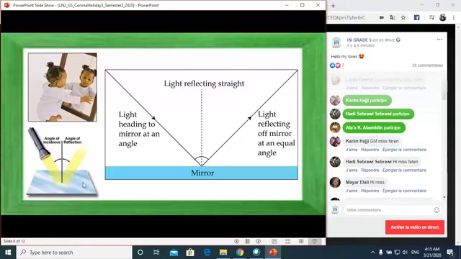Okay, so this is the incident ray. This is the light going down. It hits the mirror. When it hits the mirror, it will reflect, since mirrors have a smooth and shiny surface. Okay, right, reflecting off the mirror. And as I said before, the angle of incidence is equal to the angle of reflection.